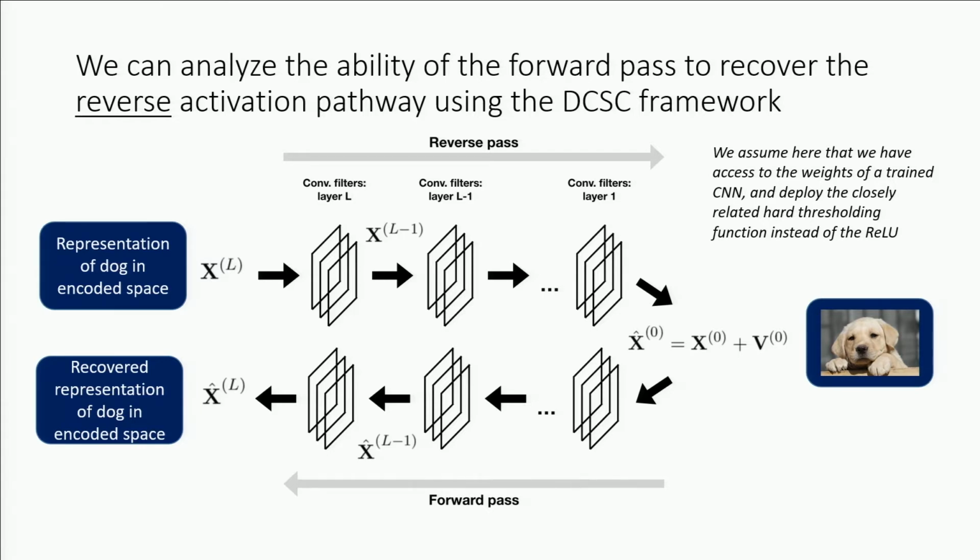Note that we're also saying here that we are assuming we have a trained neural network. So I'm in a situation where I've trained my network, and we are now just analyzing that forward pass. And also, being slightly cheeky, I'm no longer using ReLUs. I'm using something called a hard thresholding function, which is very common in sparse coding and compressed sensing. It's really very similar. It's just a slightly different form of activation.